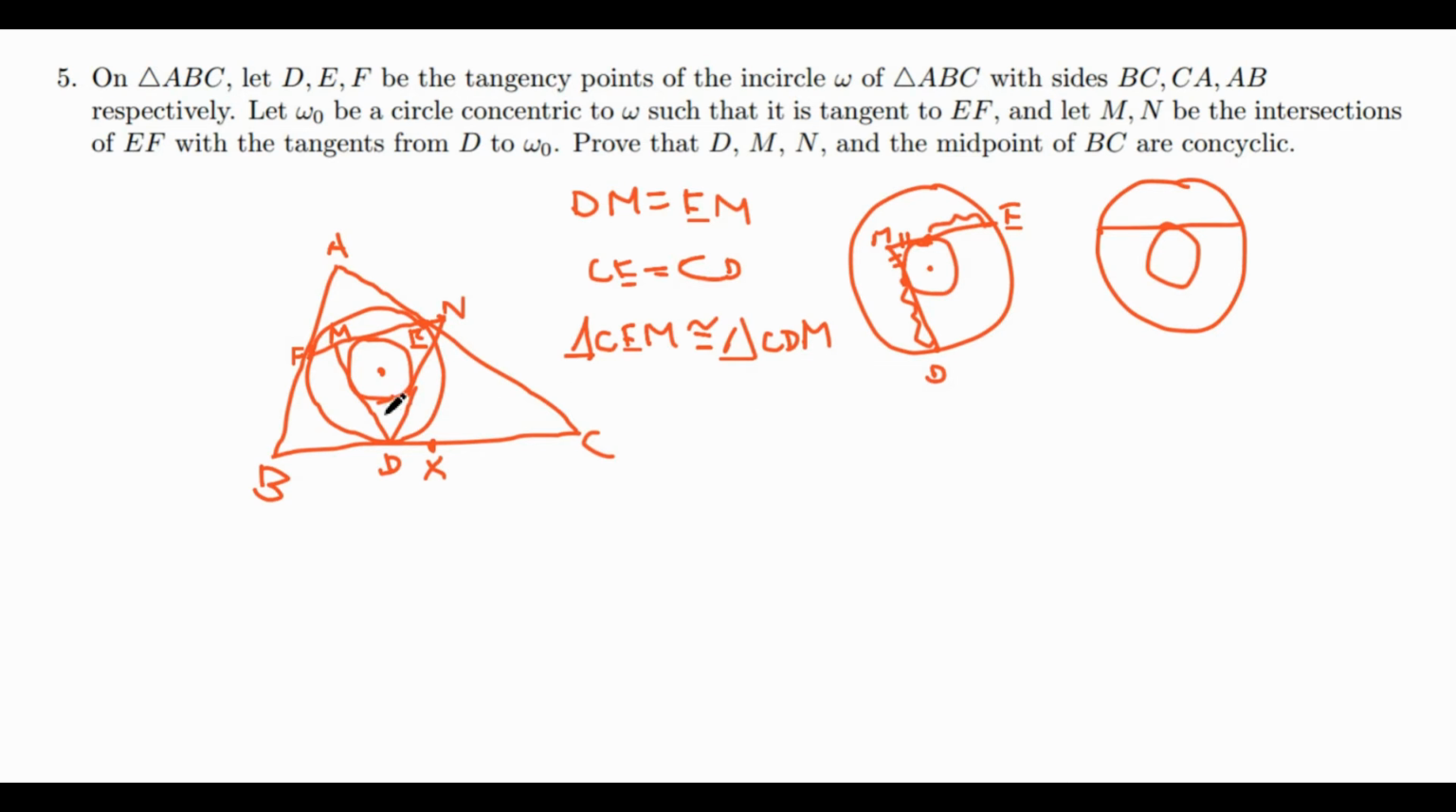And what's nice about this? Well, this actually tells us that if we draw CM, then since the two triangles are congruent, we get that this angle is equal to this angle. So in fact, CM passes through the incenter I. So C, I, M are collinear. And through an identical argument, we can also show that B, I, and N are collinear as well.